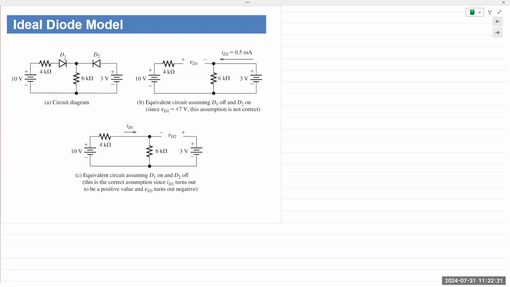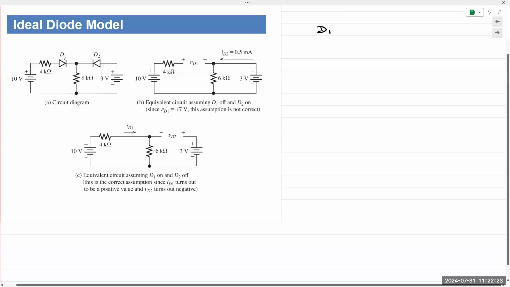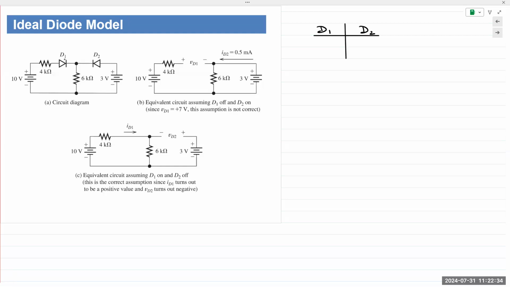There is, of course, a 2 by 2 matrix. Actually, it's more than that, obviously. Both diodes can be on or both diodes can be off. One can be on and the other can be off, and one can be off, the other one can be on. So it depends on your assumption.